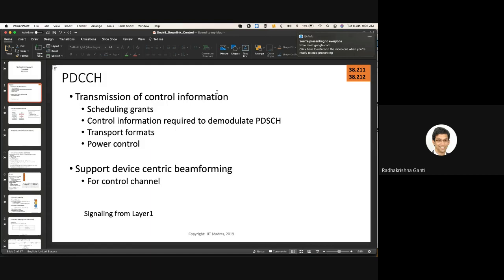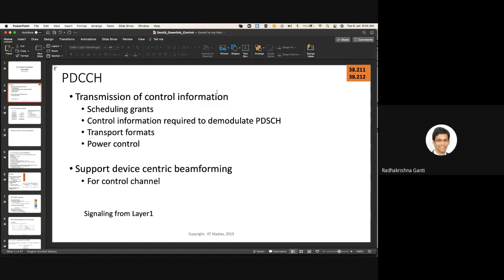So what are the uses of control channel? One is, of course, I'm focusing on PDCCH. Downlink control channel is used for both downlink and uplink scheduling grants, essentially to tell which users are allocated in the uplink and the downlink, because base station is the master. This control channel is also used to send control information to demodulate data channels in the downlink.